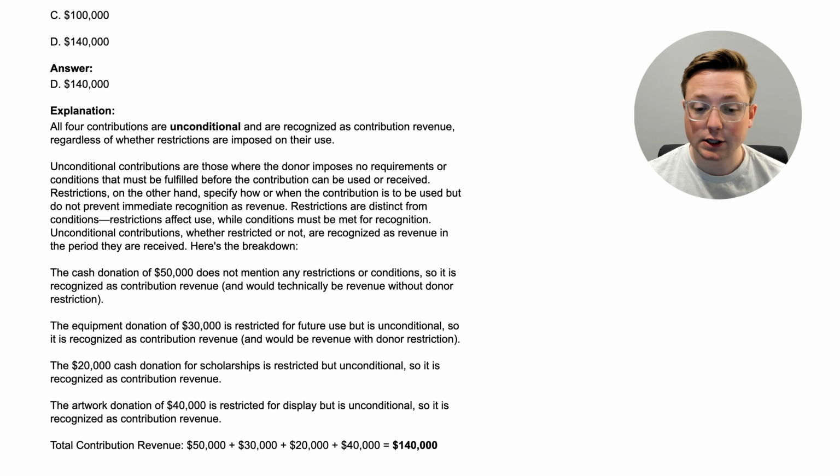The $20,000 cash donation for scholarships is restricted but unconditional, so it is recognized as contribution revenue as well. The artwork donation of $40,000 is restricted. It's supposed to be displayed specifically, but it is unconditional, so it is recognized as contribution revenue. So again, we're going to talk about this throughout the whole video. Conditional, unconditional, not the same as restricted, not restricted. So all that added up together is $140,000. I feel like I've hit that home a lot already in just one question, so I'll move on.